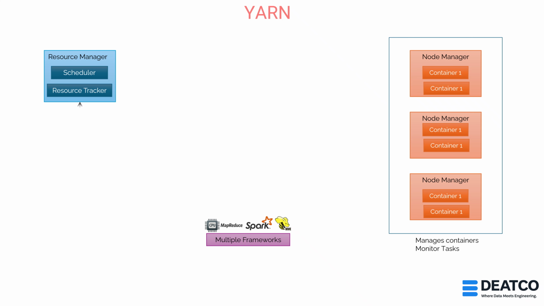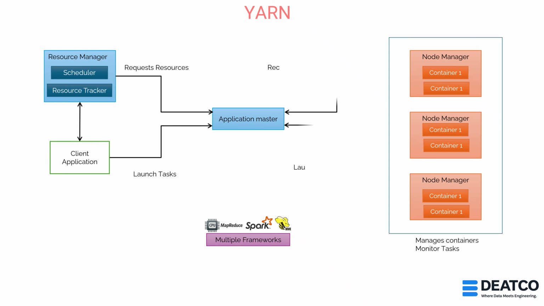So when a client submits an application to YARN, the resource manager launches an application master specifically for that application. Each application has its own application master. The application master is responsible for managing the entire execution of the application. It negotiates resources with the resource manager, decides how many tasks are needed, and coordinates where and how those tasks should run. Once resources are allocated, the application master works with the node manager to launch tasks inside containers. It continuously monitors the progress of the tasks and handles failures if any occur.